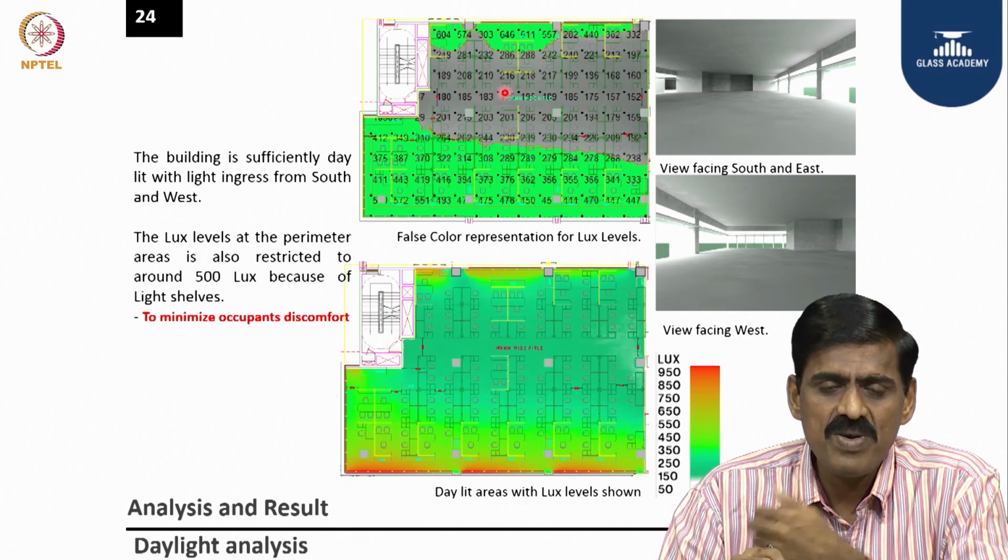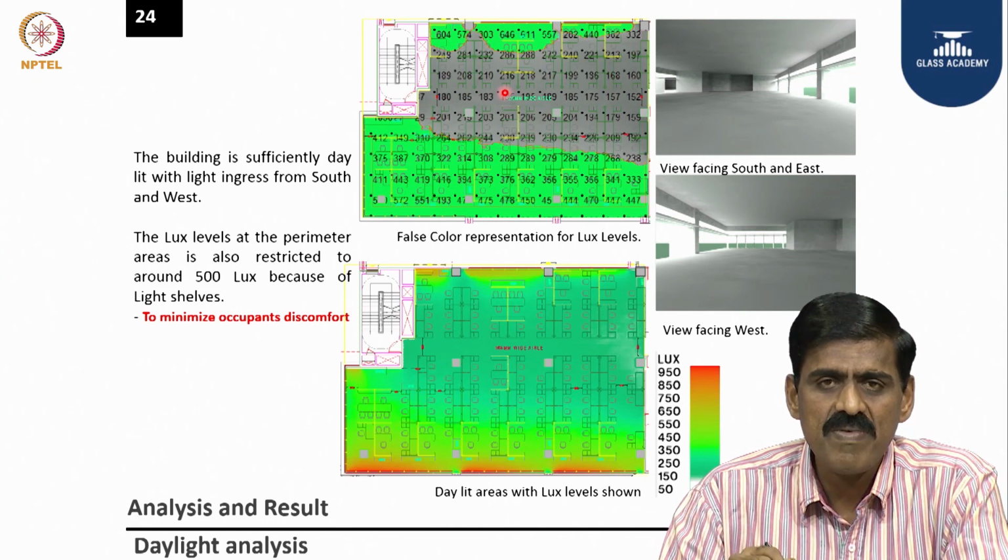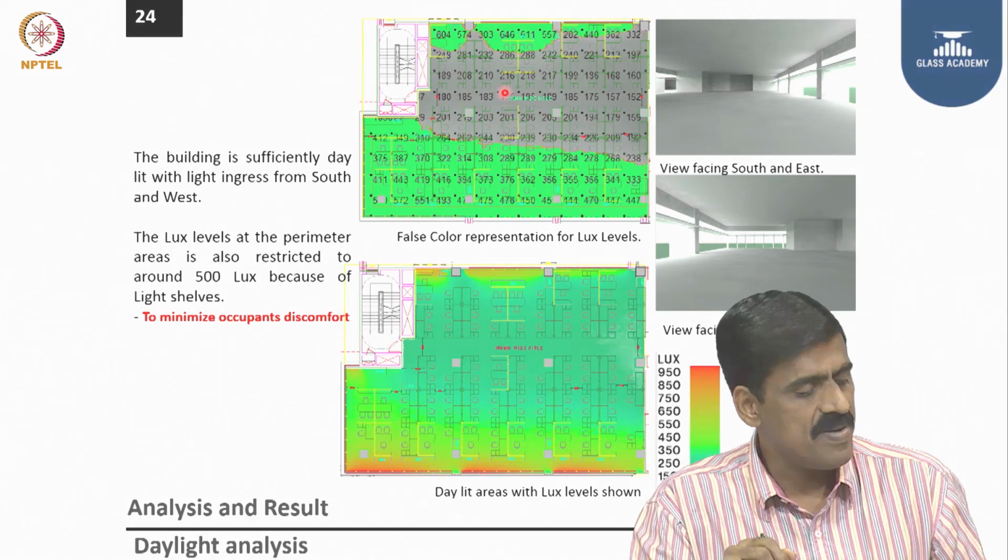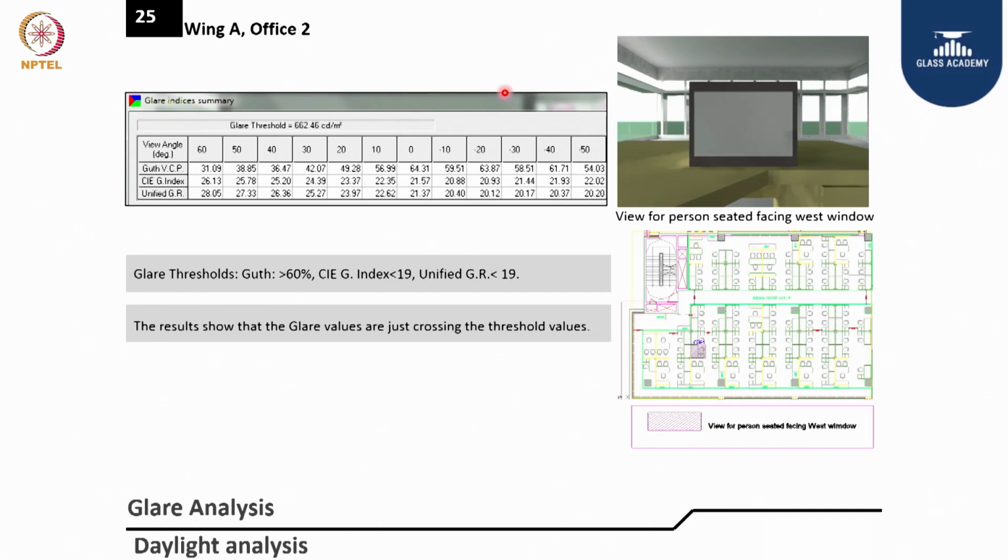Then you can get into your shading depth as well as light shelves and their impact on your building's overall performance. And the last important analysis before you get into the selection is the glare analysis.